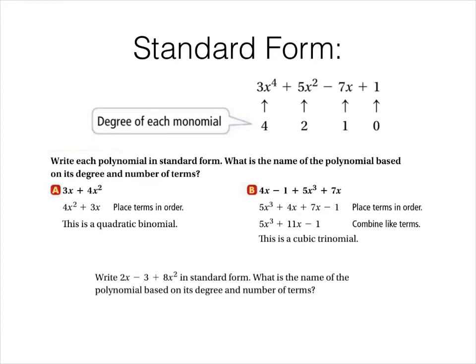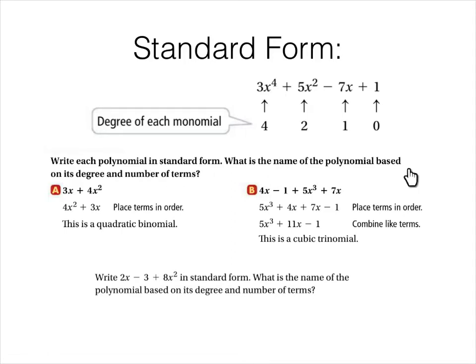Okay, standard form. When you write a polynomial in standard form, you write it in decreasing order of degree. So 4, 2, 1, and then 0 in this example. And again, we name it for the degree and number of terms. So the examples are done where you've written it in standard form and then named it.